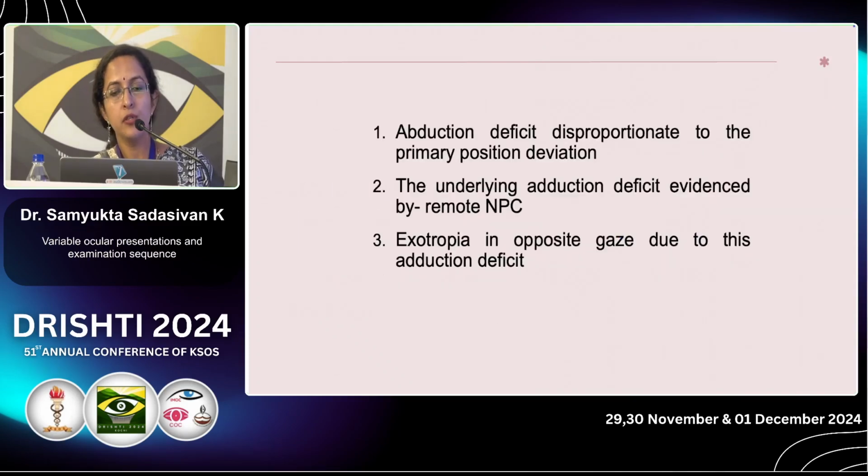Now, these are the notable features. Abduction deficit, which is disproportionate to the primary position deviation. And the underlying adduction deficit becomes evident by remote NPC. Another interesting feature is that an ESO-DRS may have an exotropia in the opposite gaze due to the underlying adduction deficit.